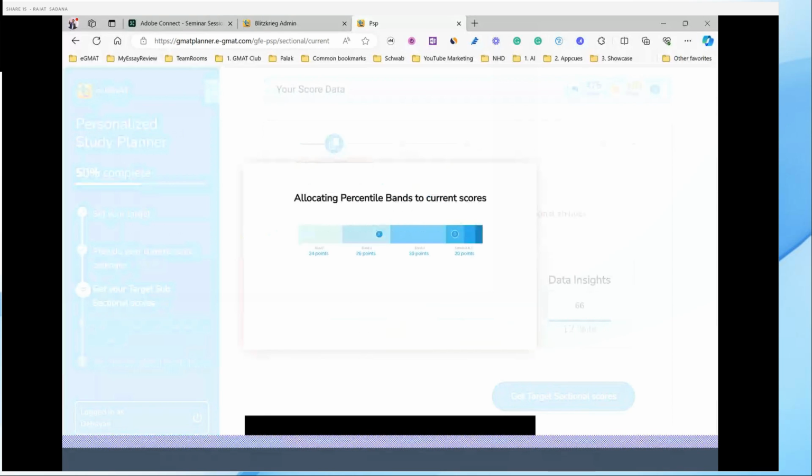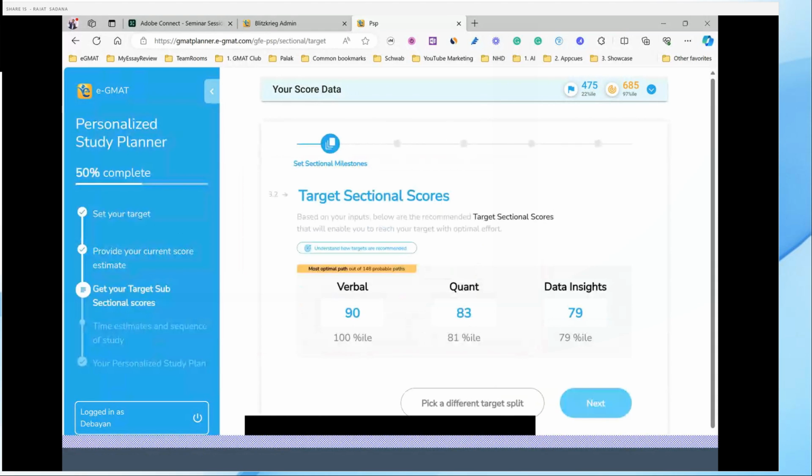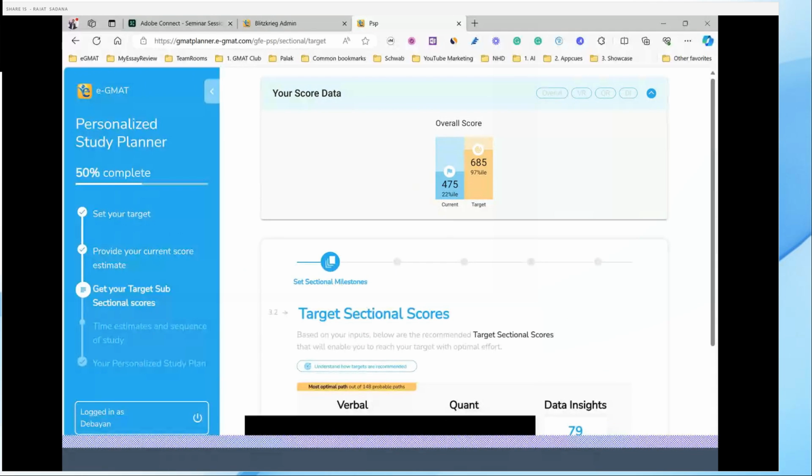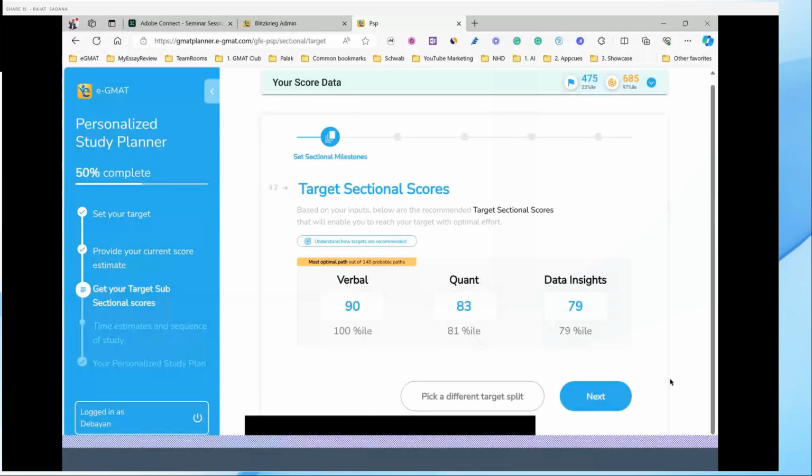Then let's get your target sectional score. What it does is it looks at your current abilities, and then it looks at what you need to get to your target score, which is 685, which is 97 percentile. You can really see that here. And then it gives you a recommendation on verbal, quant, and DI. And this is a fair recommendation.